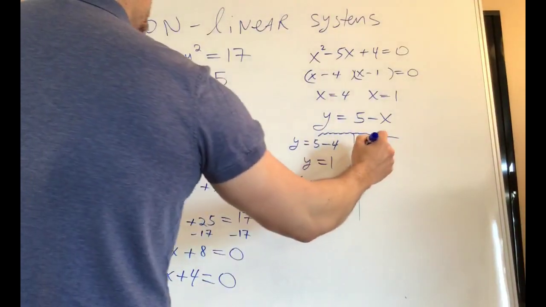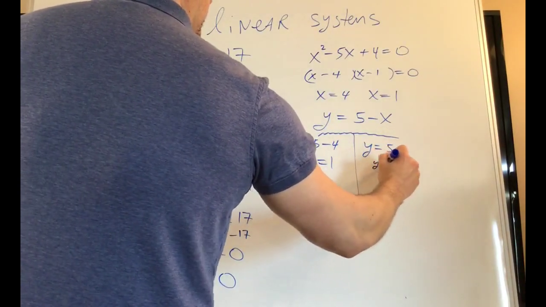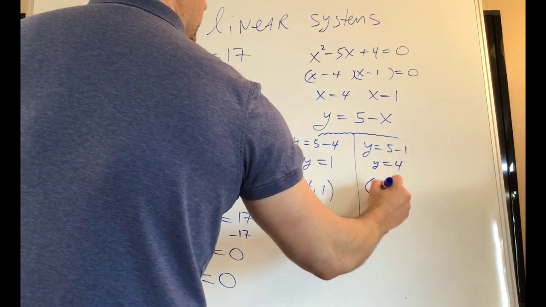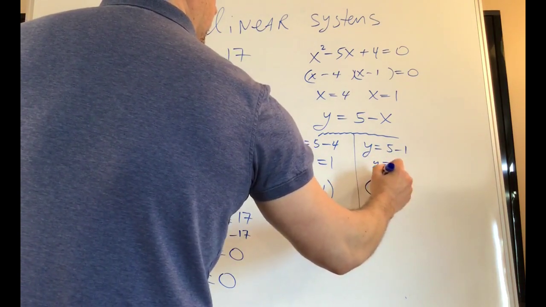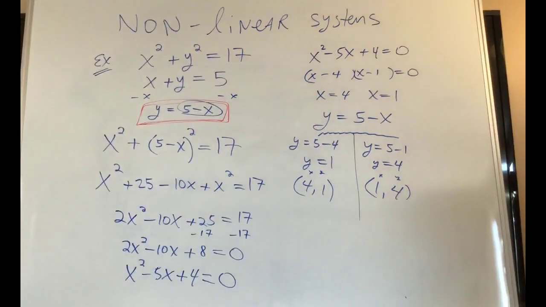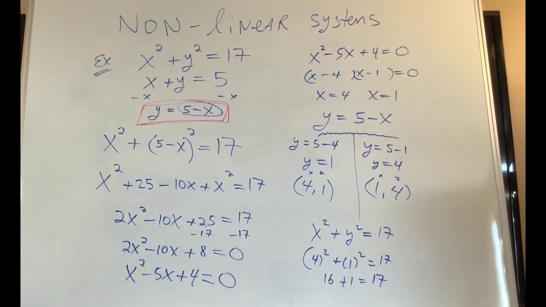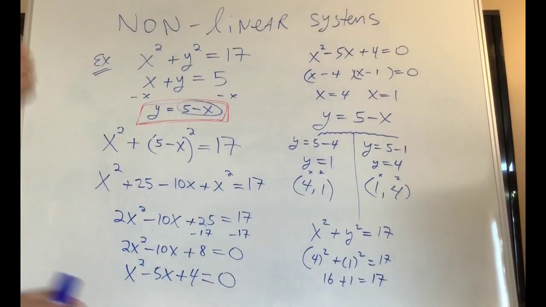And now put 1. Well, I see some symmetry here. You get x is 4, y is 1. You get x is 1, y is 4. Freaky. So, you get those points.